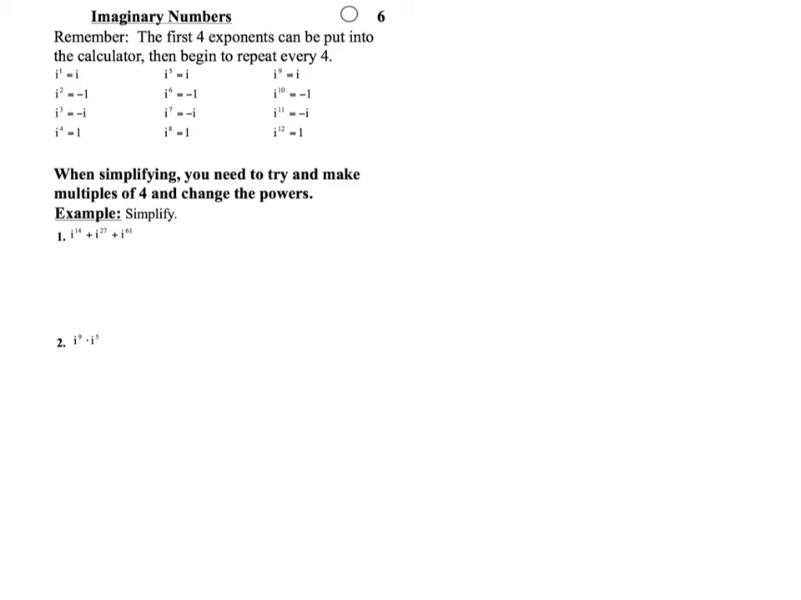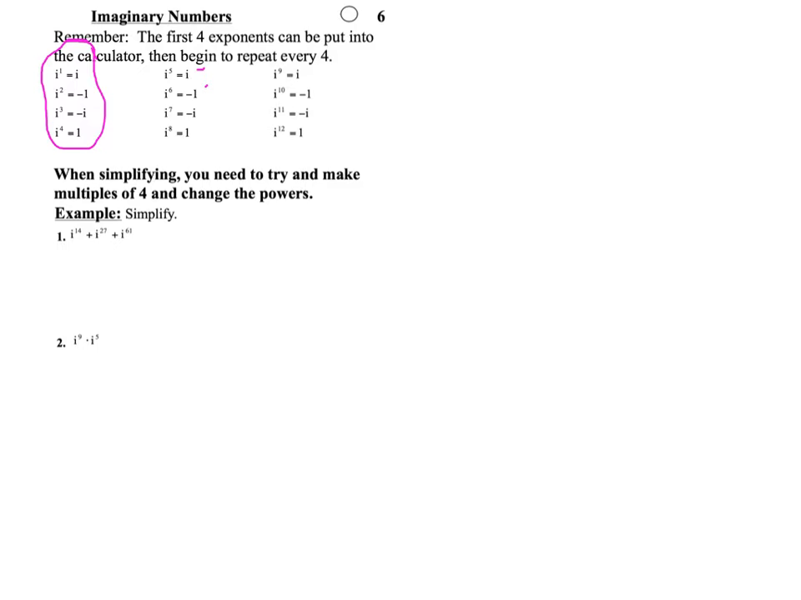For imaginary numbers, you have to know that the first 4, you can type in the calculator. i to the first is i, i to the second is -1, i to the third is -i, and i to the fourth is 1. You can still type in i to the fifth, but I believe after i to the fifth, it's not going to do it anymore. The calculator is going to give you some weird answer.